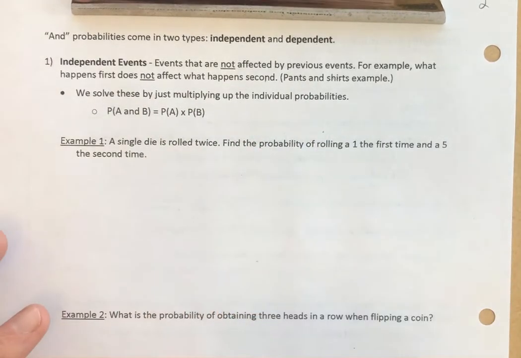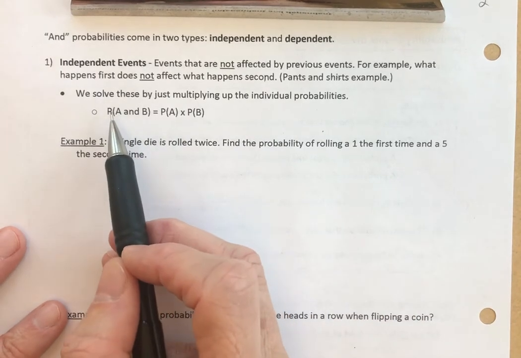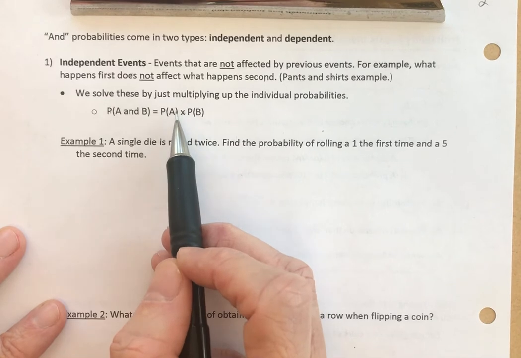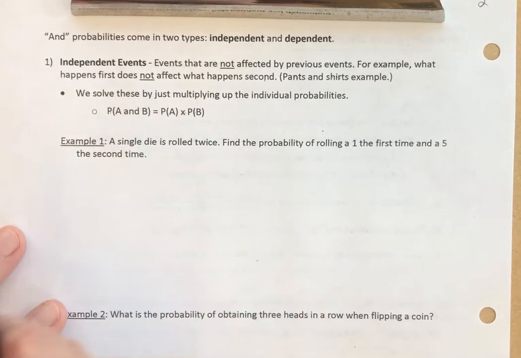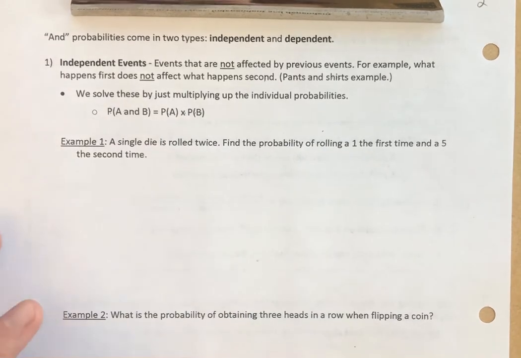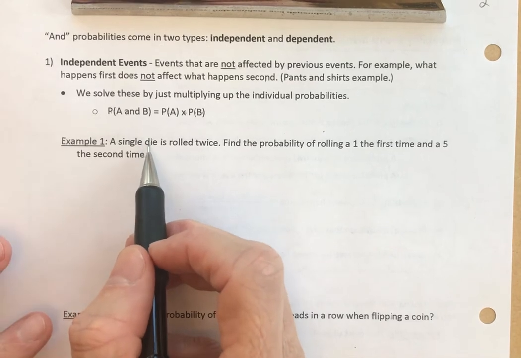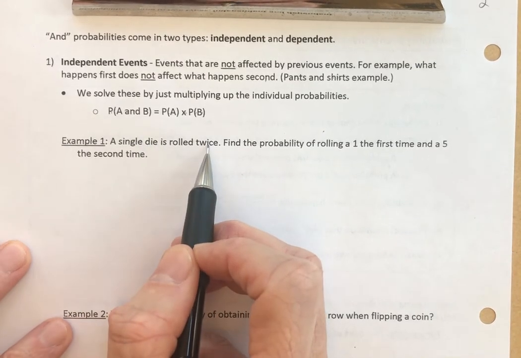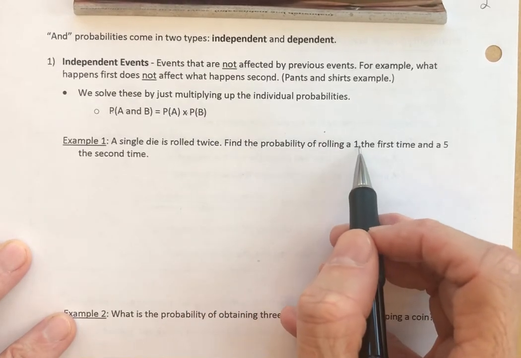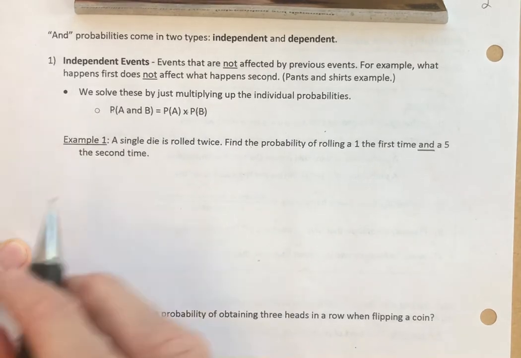Independent. How do we find that probability? Using and? Well, we just saw it. The probability of A and B is a multiplication of the two individual probabilities: the probability of A times the probability of B. Let's take a look at 2 examples. We're going to roll a single die twice. It has 6 sides, of course. Find the probability of rolling a 1 the first time and a 5 the second time.